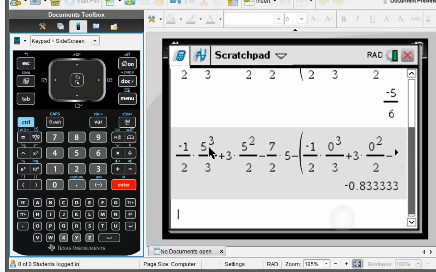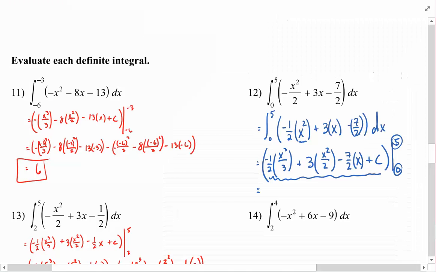Additionally, if you were to do this problem and simplify each step individually, if you don't want to enter the whole thing all at once, that's fine, and you too would end up with an answer that looks like this. The area underneath the curve between an x value of 0 and 5 is approximately negative 0.83 repeating.